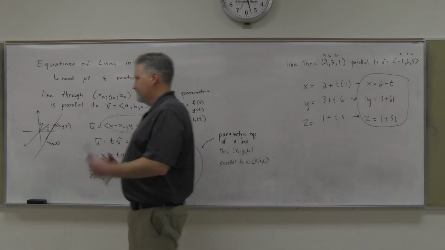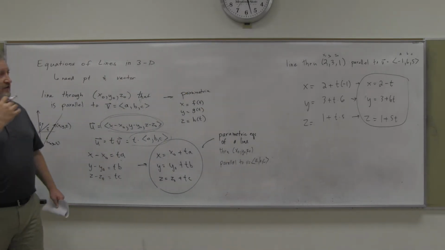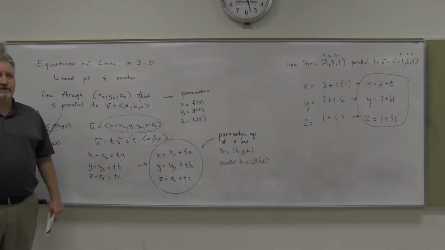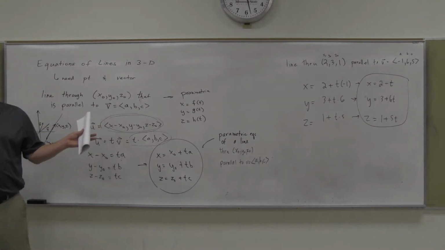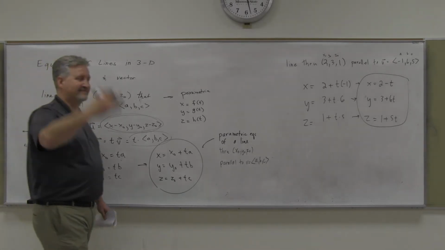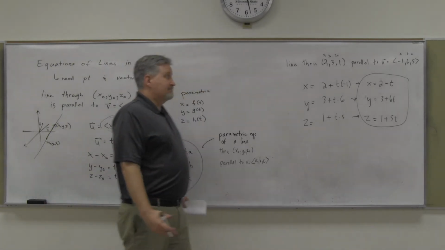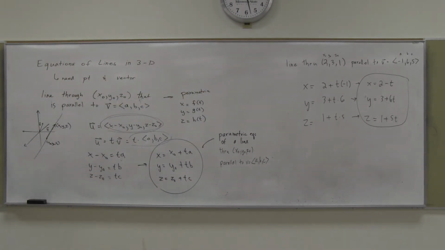And so pick a value of t, it would give you the x, y, z coordinates of that point on that line. You can do that infinitely, and you'll come up with a line. Okay? Is that all right? So that's just, again, kind of a formula to remember to use.